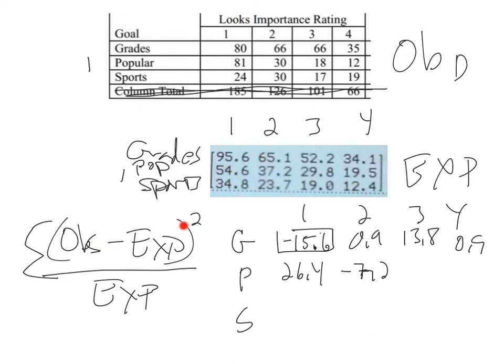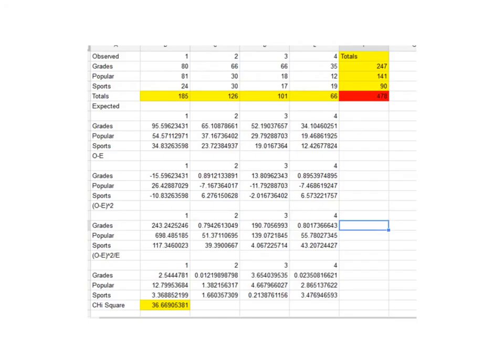Next step would be to square each of those. Then divide each of them by the expected value. And then add them all up. So I decided to go to a spreadsheet and build this out on a spreadsheet.